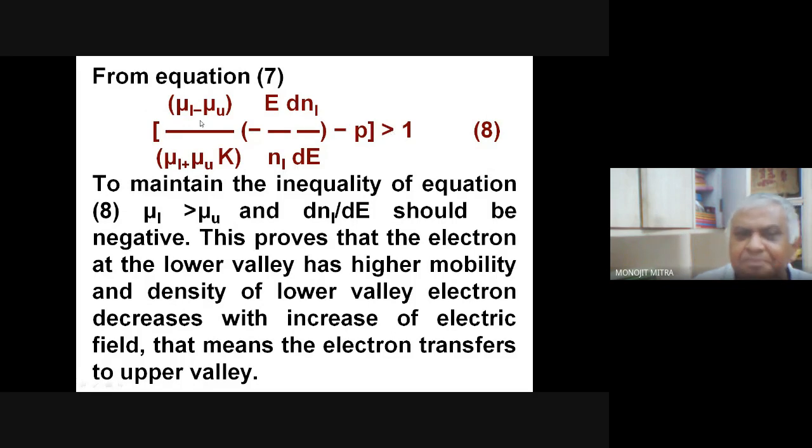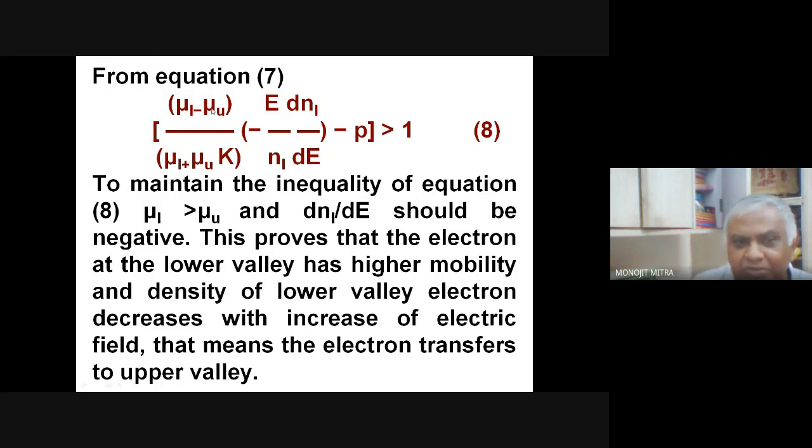So that's why mu should be less than mu L. That means the mobility of the upper valley should be less than that of the lower valley. And dN_L by dE is negative, because I just told you that the electron concentration in the lower valley decreases with the increase of electric field.